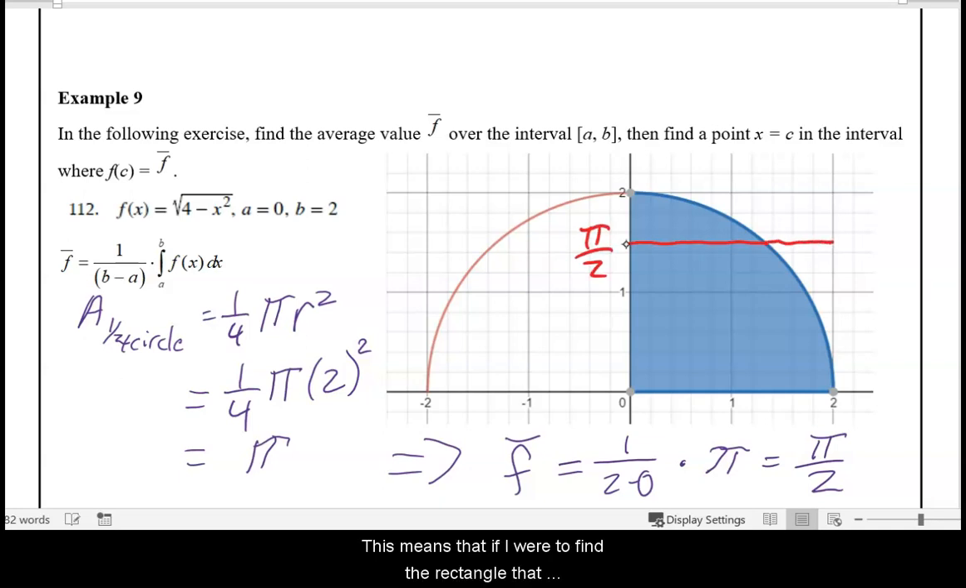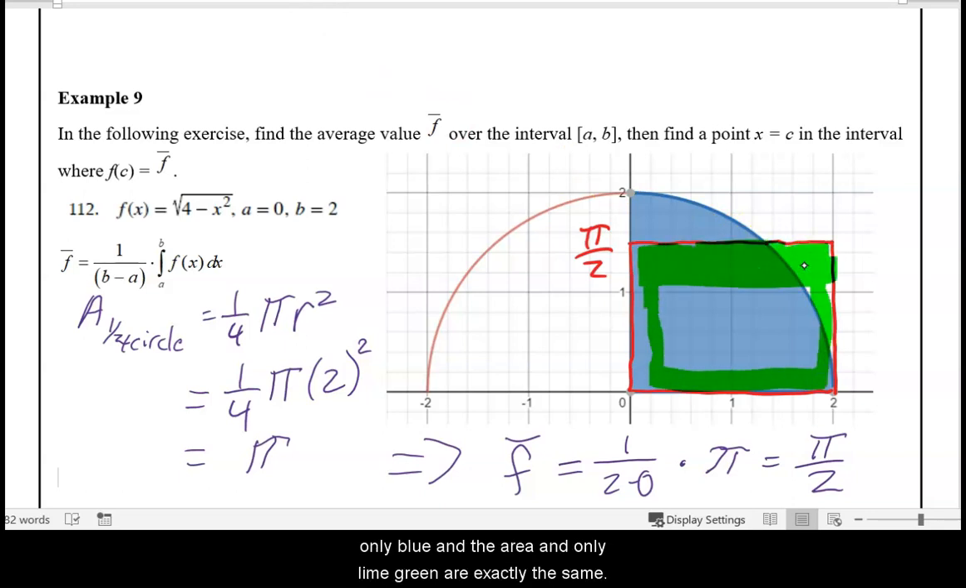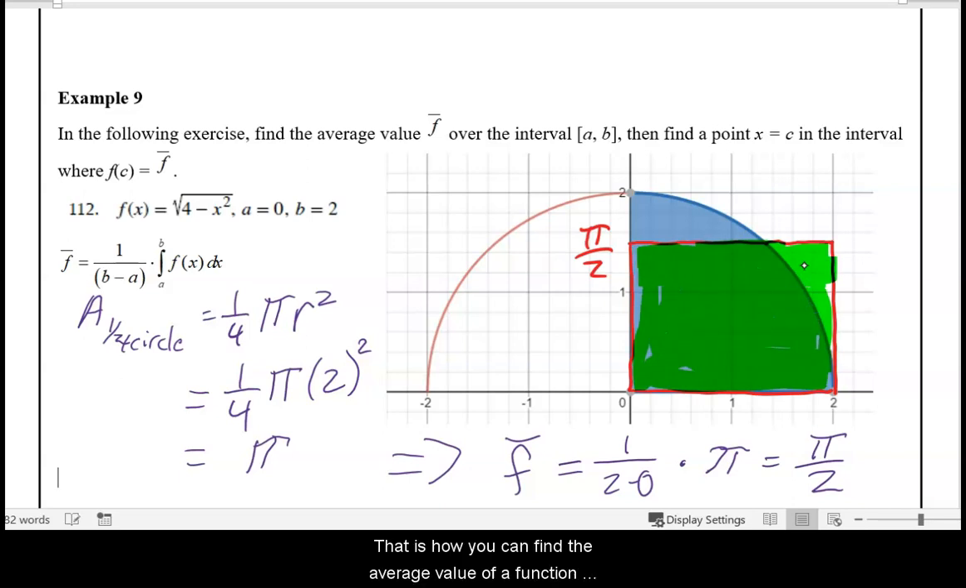This means that if I were to find the rectangle that extends between x equals 0 and x equals 2 and has height pi over 2, the area under that curve must be exactly the same as the area under the quarter circle. If I were to color this in, I would find that the area in only blue and the area in only lime green are exactly the same. That is how you can find the average value of a function over a closed interval.